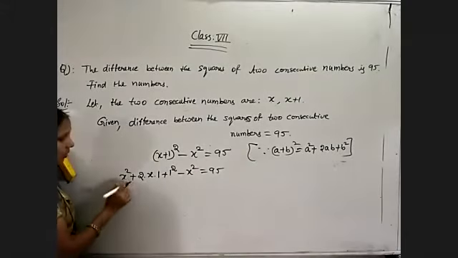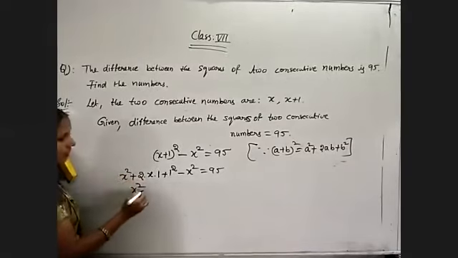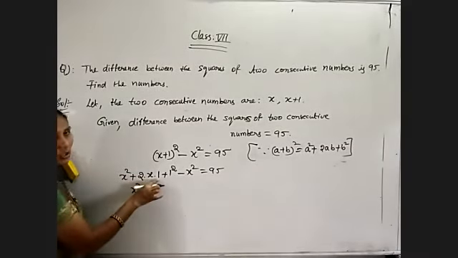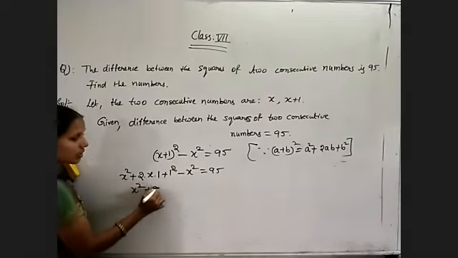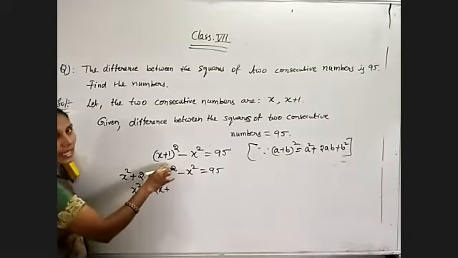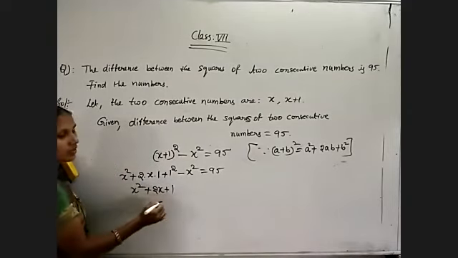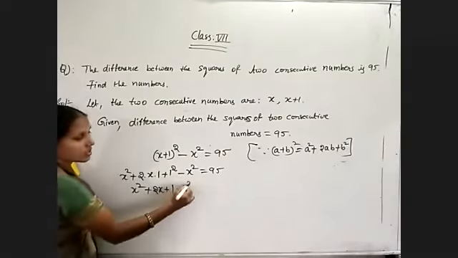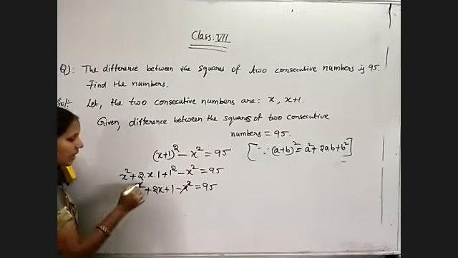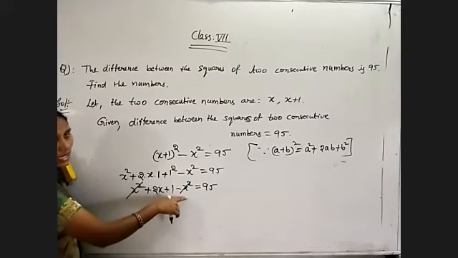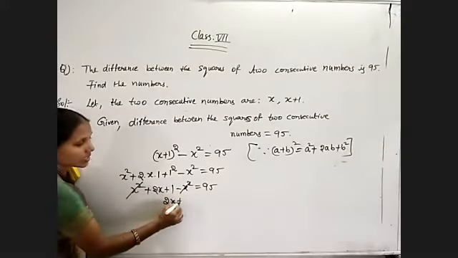Now simplify this first. X square we can't simplify, that is the simplified form. And 2 into 1, 2. 2 into x is 2x. Plus 1 square, that is nothing but 1 multiplied twice, 1 into 1, 1 itself. Minus x square is equal to 95. Plus x square minus x square both will get cancelled. Now 2x plus 1 is equal to 95.